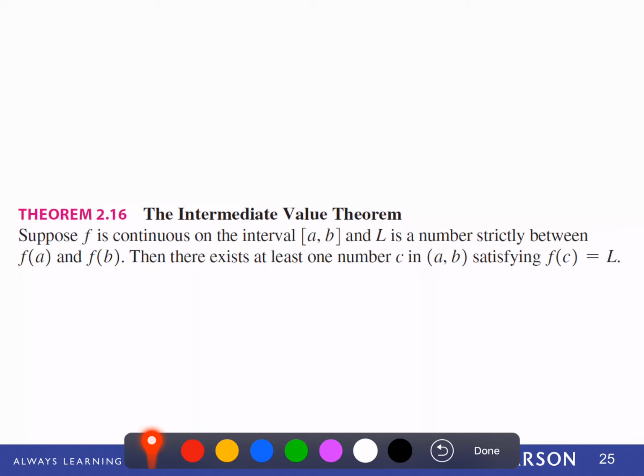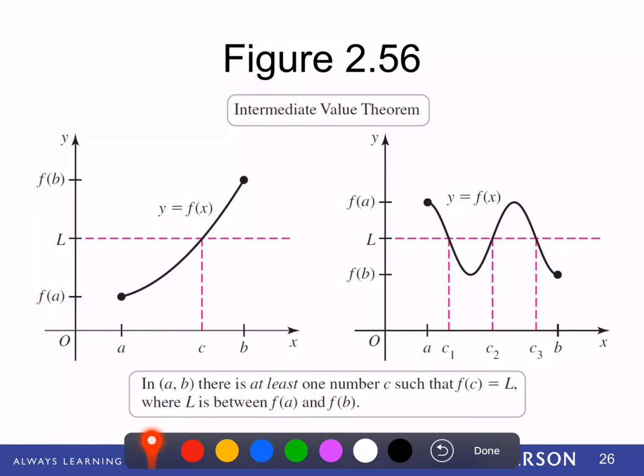The intermediate value theorem is the last concept of this lesson. It is a statement that's a little bit confusing, so I'm going to go through it carefully in the next 2 slides. Suppose f is continuous on the closed interval a to b, and L is any number strictly between f of a and f of b. Then there is a number c between a and b satisfying f of c equals L. Now to make that make sense, let's look at some pictures.